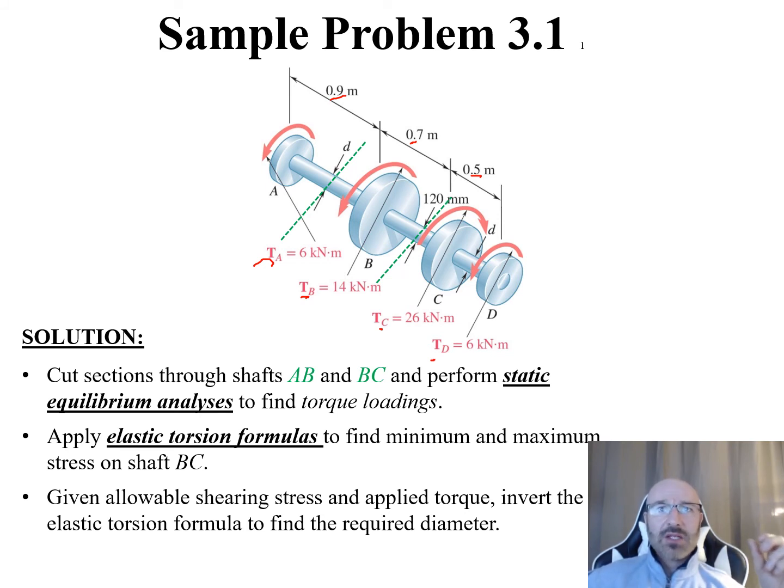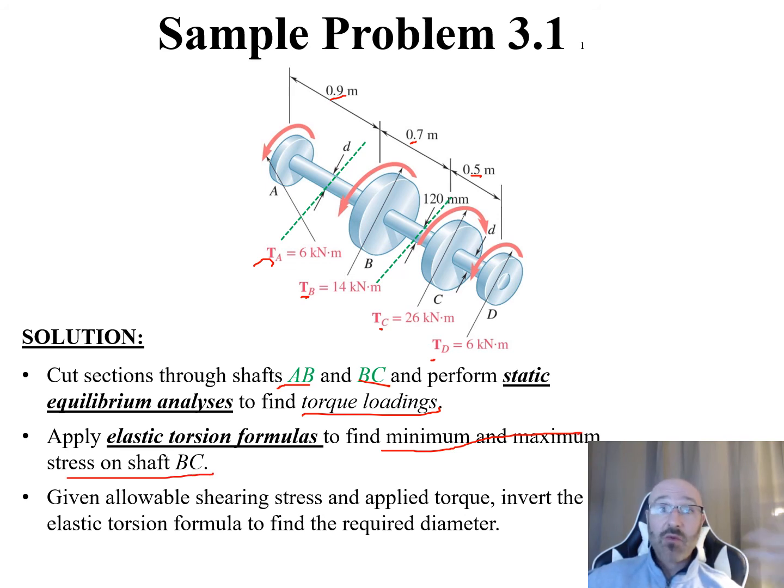So what I'm going to want to do is some sectioning. In my solution, the first thing I want to do is cut sections through AB and BC in order to perform static equilibrium analysis to find these torque loadings. From there, within my plan of attack, the next thing I'm going to want to do is apply the elastic torsion formulas. We just saw those 3.9 and 3.10 in our textbook, but we're going to use those to find the maximum and the minimum stresses on shaft BC.